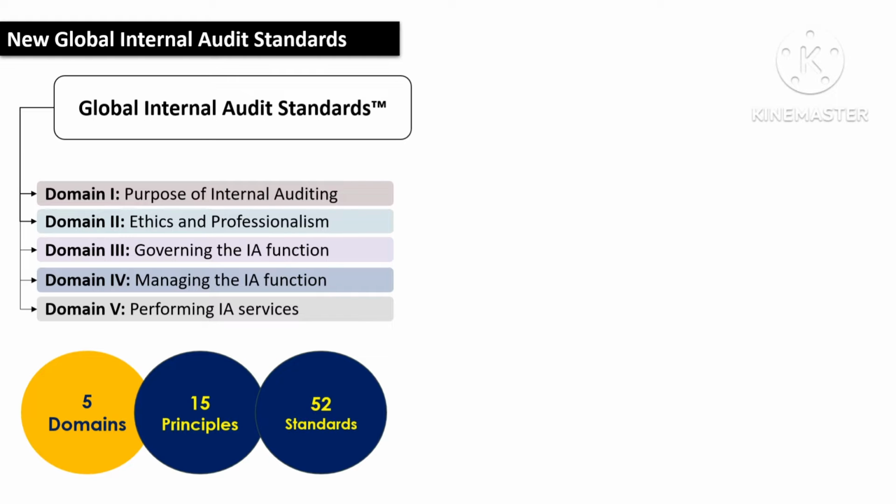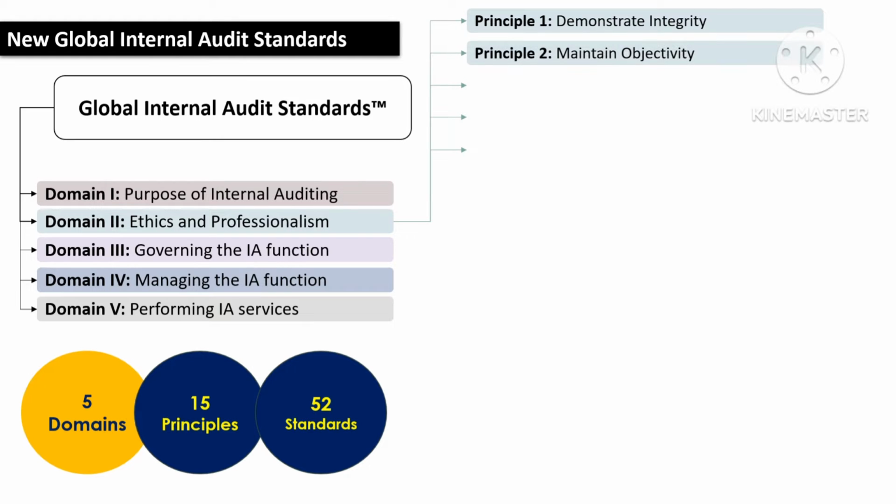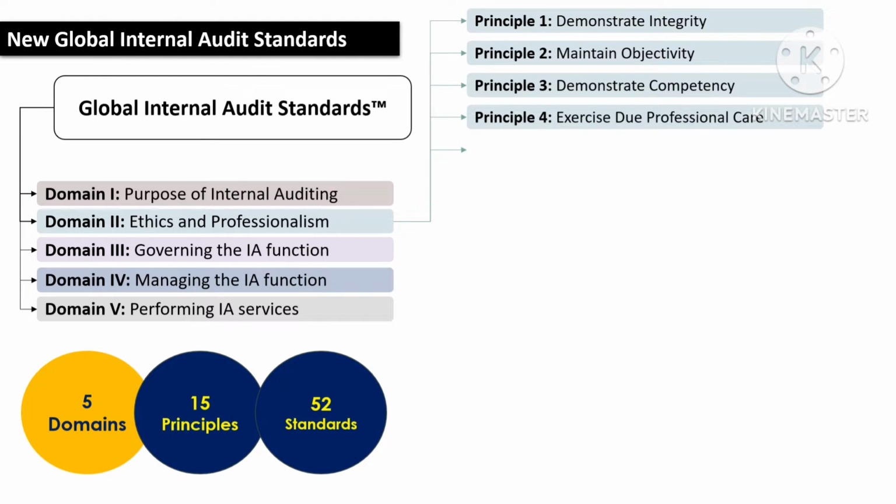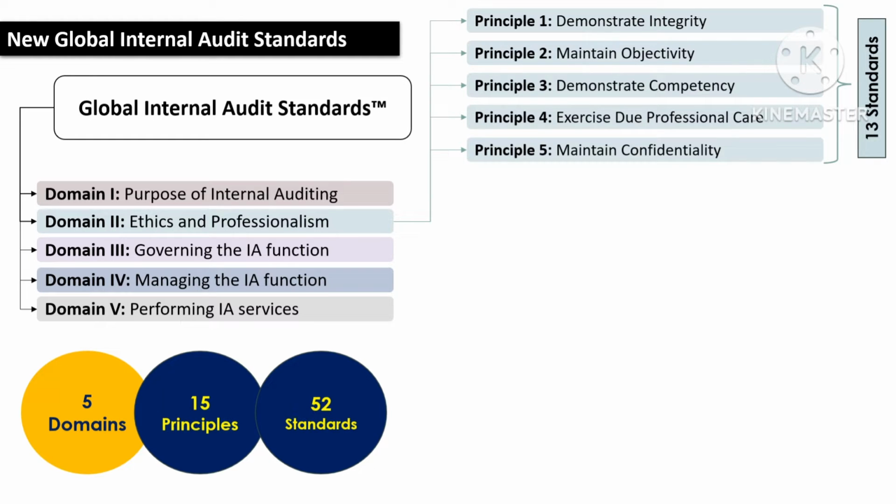Domain 2, which is ethics and professionalism, has 5 principles: demonstrate integrity, maintain objectivity, demonstrate competency, exercise due professional care, and maintain confidentiality. And it has 13 standards. So when you read the names, you can recall the previous framework and the previous standards. You might be linking them with those, and how they are now restructured, redefined and enhanced. We'll get more details about that, but this is just to give you a feel of how they are linked.